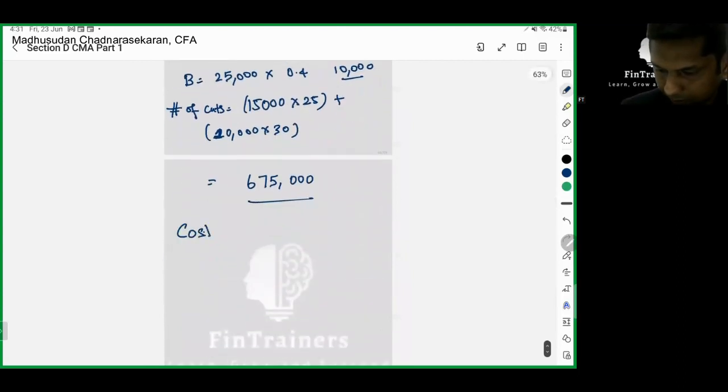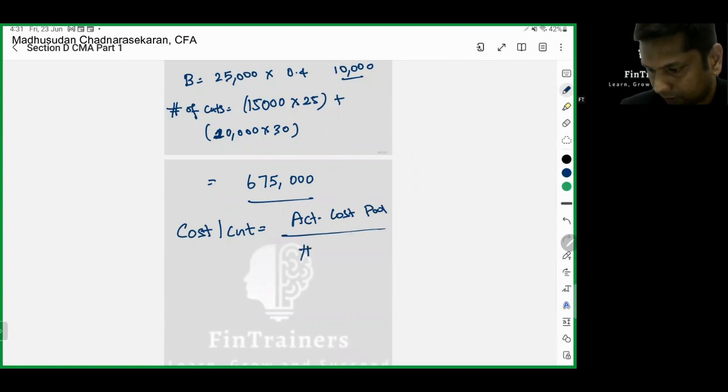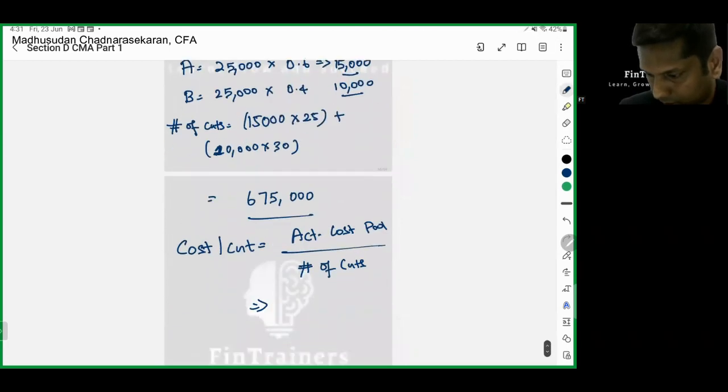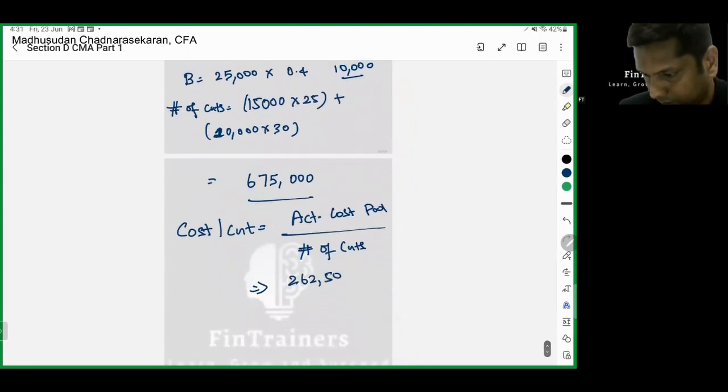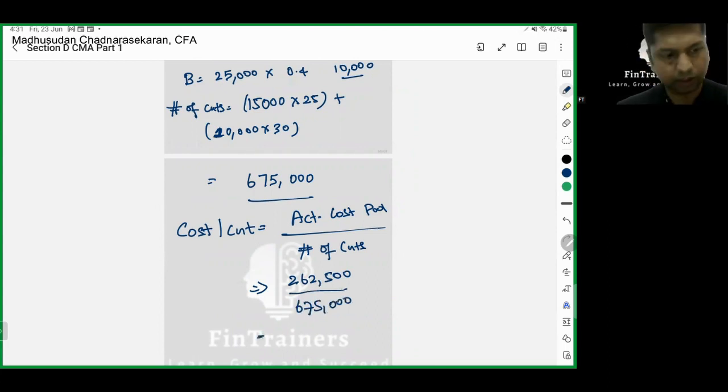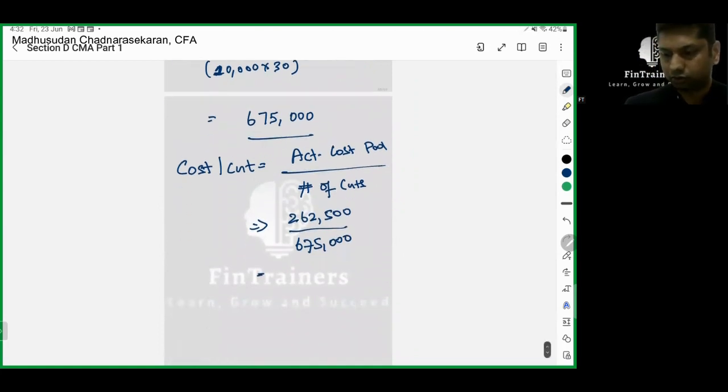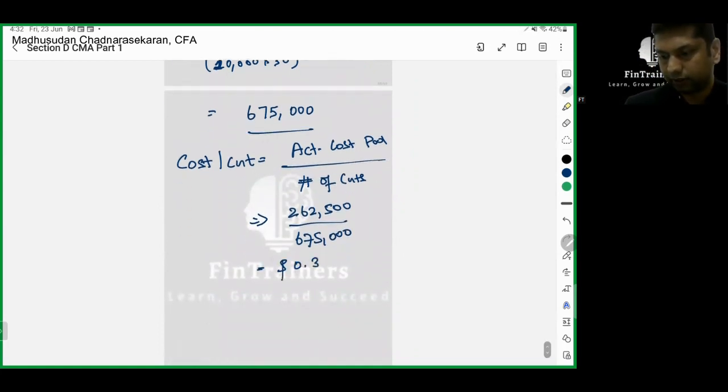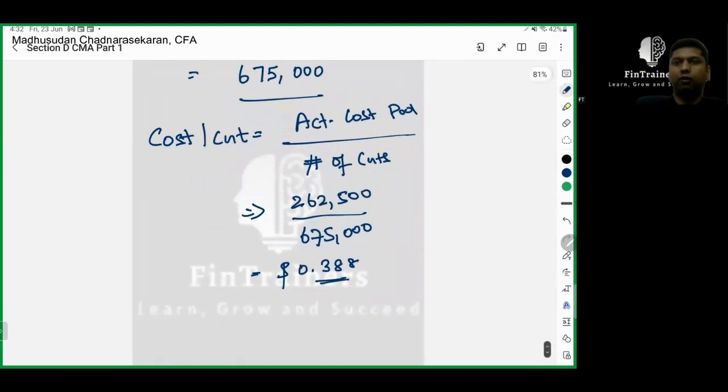So now we have the cost and we know the driver volume, 675,000. So the cost per cut is the activity cost pool for cutting divided by the number of cuts, the driver here. Let's do that math quickly: 262,500 divided by 675,000. The answer comes to $0.388, so roughly 38 cents. So this is a straightforward activity-based driver costing. Simple one. If we get it like this, that will be good for us in the examination.